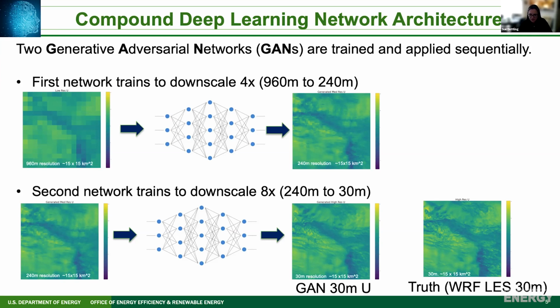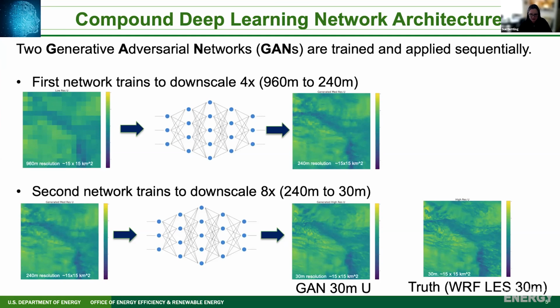Now the low resolution tile in the upper left is one of our testing samples. The medium resolution tiles and the one labeled GAN 30 meter U are outputs of our models. Note that our models are not trying to replicate the WRF LES, but generate something plausible given the very low resolution starting point. And by plausible, we mean both visually and statistically. You can see by comparing the last two tiles that visually our models do remarkably well on this test data. We'll address the statistical comparisons in a later slide.